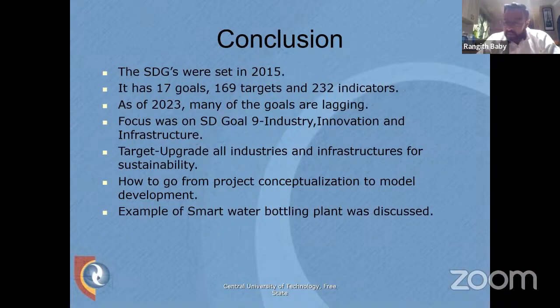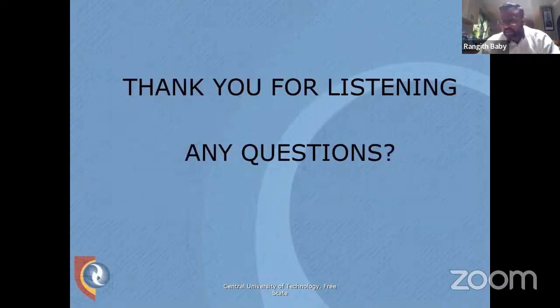Now, we showed a blueprint of how this can be done on a very small scale, with the project conceptualization all the way up to the development of the model. And this was done using the example of the smart water bottling plant that we talked about. So that brings me to the end of the keynote.